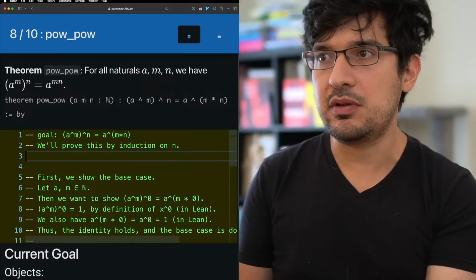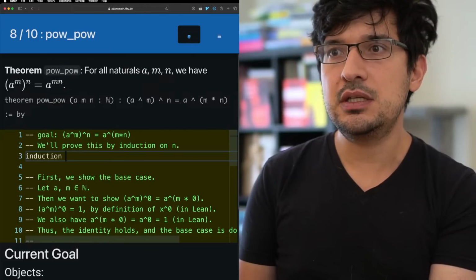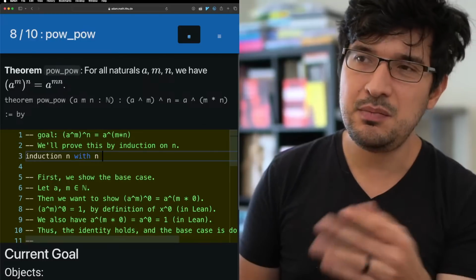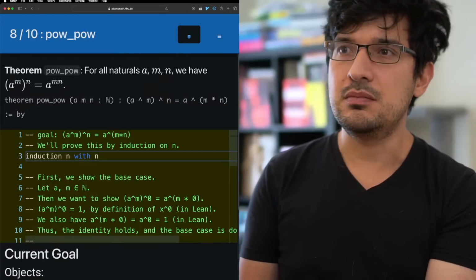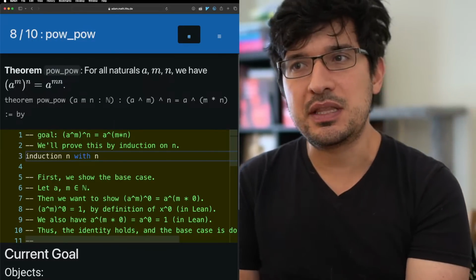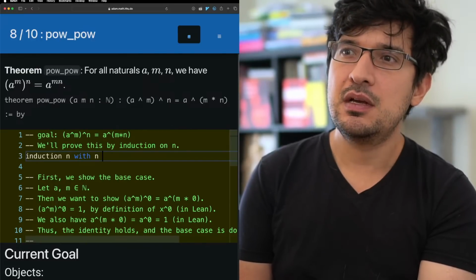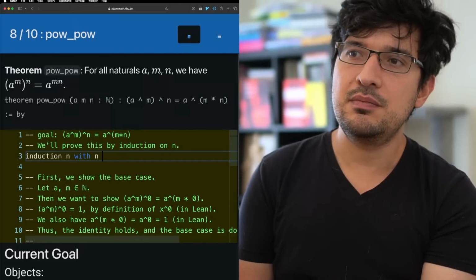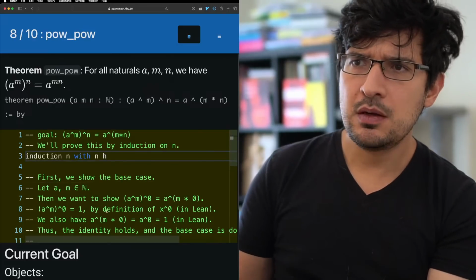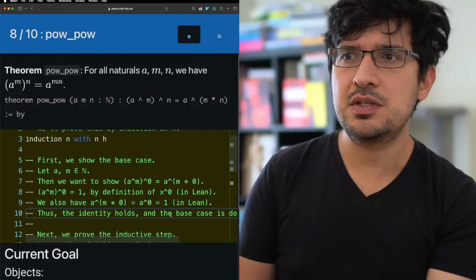Now I'm going to translate this to a Lean proof. So first, induction on n. I'm going to reuse the variable name like I did in the proof, but other people would replace that with h or something else. I don't like doing that. Induction on n, reusing that variable name, and the inductive hypothesis. Okay, so we're going to do an induction proof.